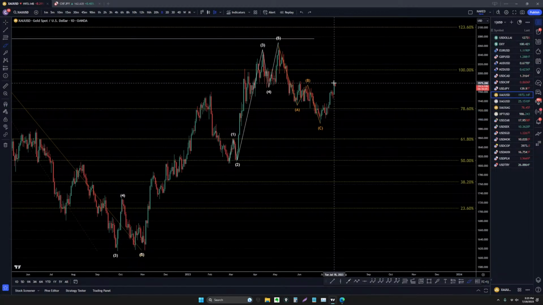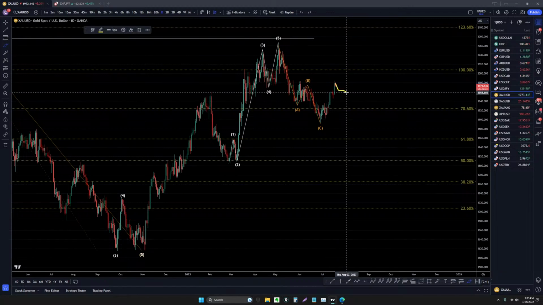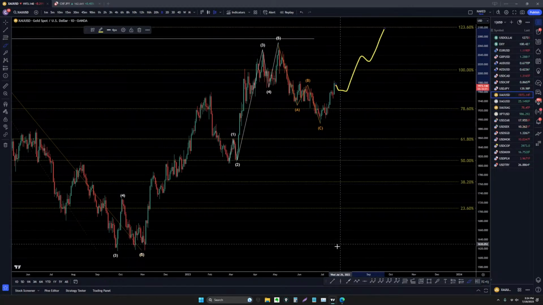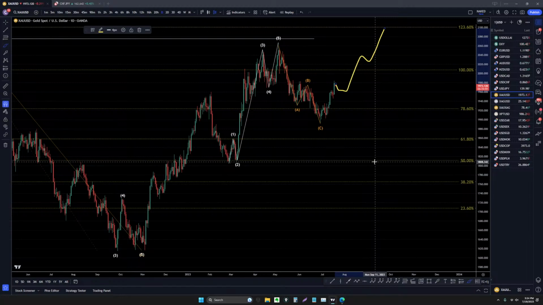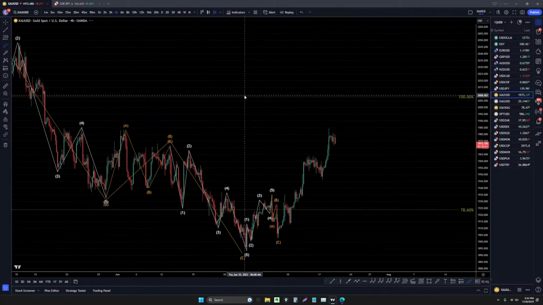Maybe, probably not. Probably just going to be another crescent and then another continuation. This is what I expect to see on the daily. Let's go down to the 4 hour.